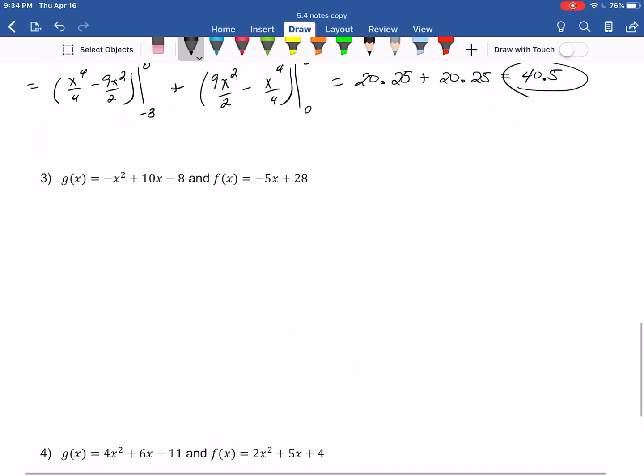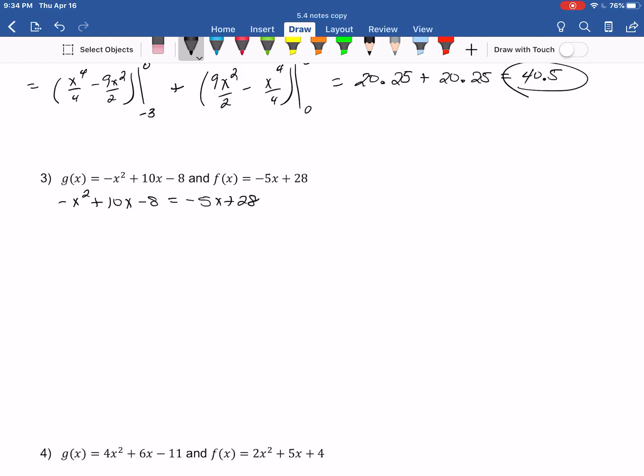Example 3, we have 2 functions. G is going to be a parabola opening down. F is a linear function. And so we need to figure out where they cross. Where do they intersect? So we're going to set them equal to each other because they're both equal to y. And now we can solve for the x coordinate, the point of intersection.